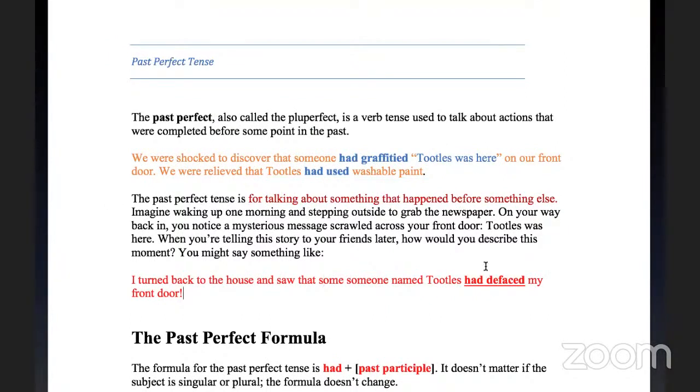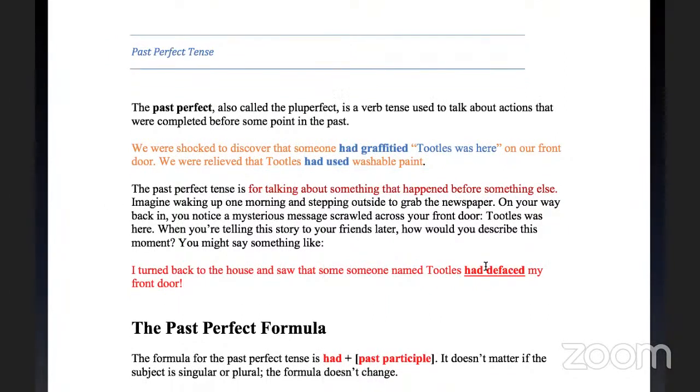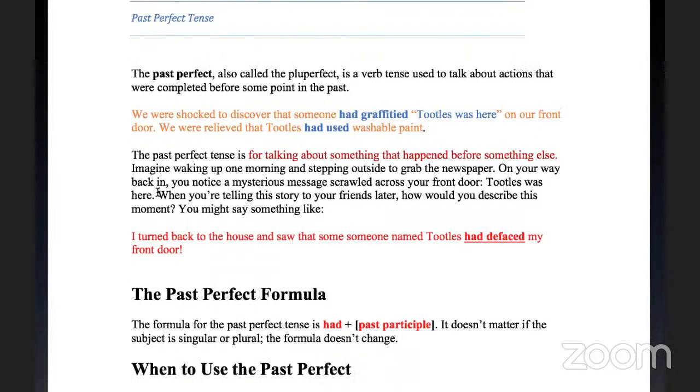Imagine you are waking up one morning and stepping out to grab the newspaper. On your way back in, you notice a mysterious message scrawled across your front door: Tuttle was here. When you're telling this story to your friend later, how would you describe this moment? You might say, I turned back to the house and I saw that someone named Tuttle had defaced my front door.